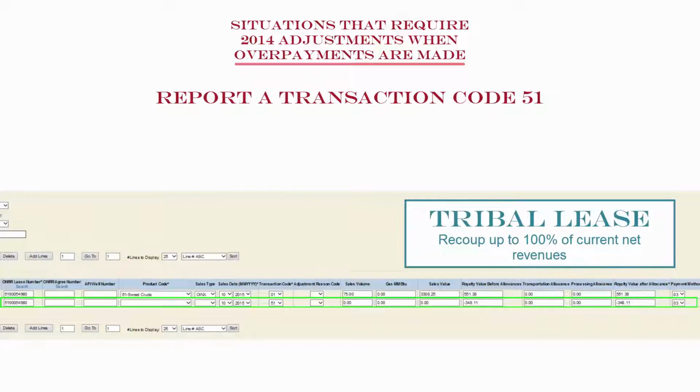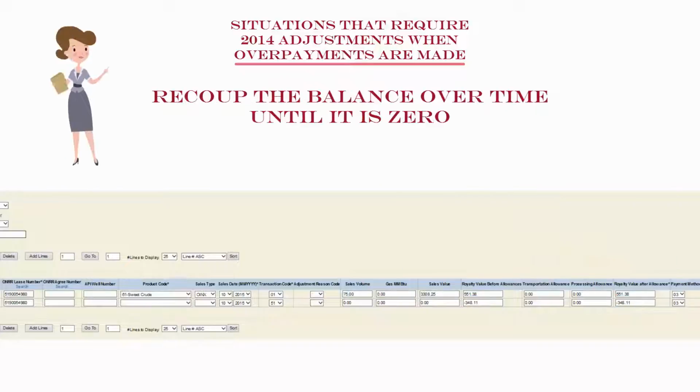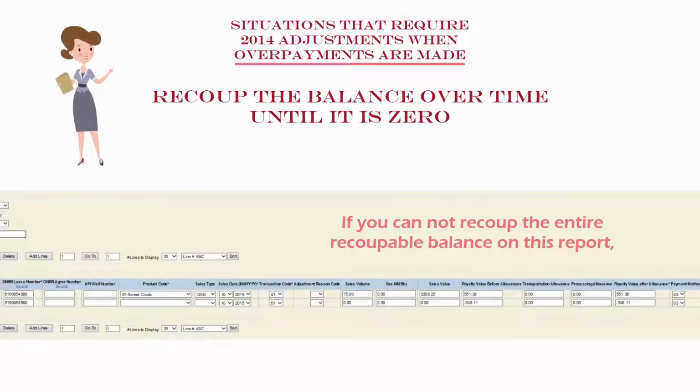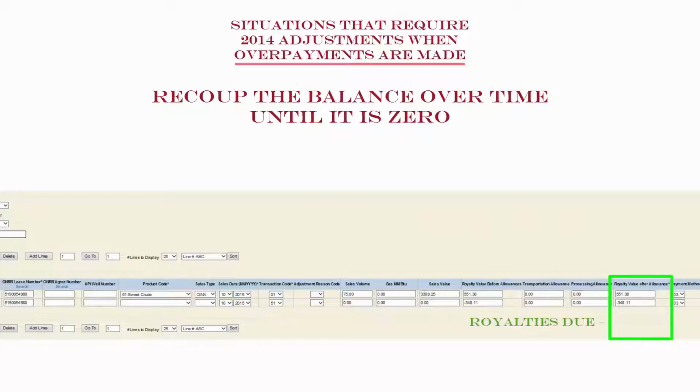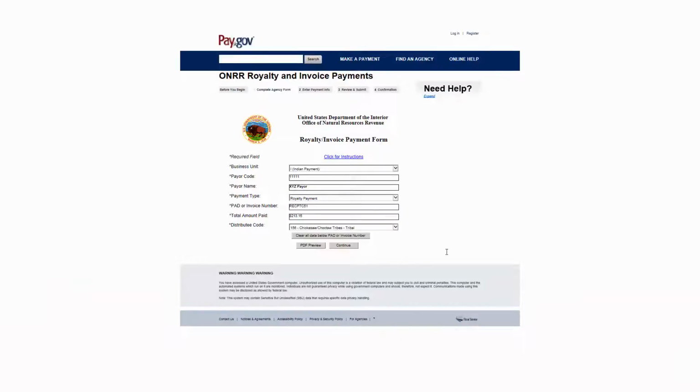In this example, the lease is tribal, and 100% of the net revenue can be recouped. Negative $348.11. If you cannot recoup the entire recoupable balance on this report, the remaining balance can be recouped in future reports. In this example, the balance was fully recouped. Remember to pay the remaining $213.15 as you normally would.